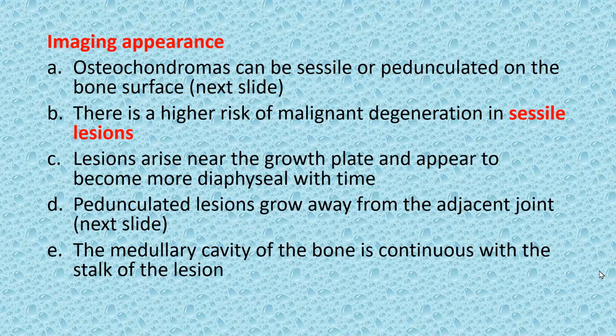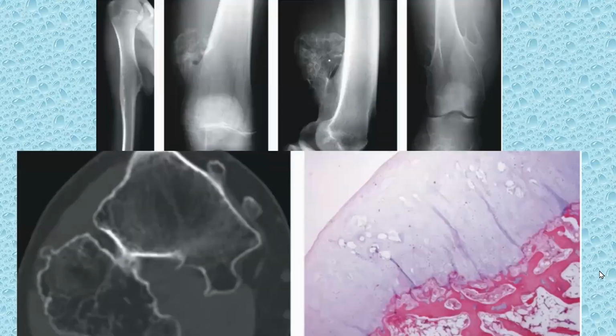And these show you what I have told you every time. Look at the stalk. In which direction is it growing? It's growing proximally. And this tells you it's an osteochondroma.